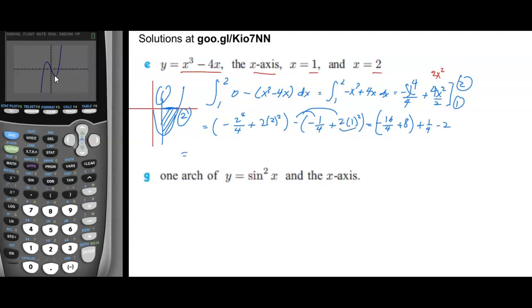So I'm going to simplify negative 16 over 4 to negative 4. So that would be negative 4 plus 8, which is 4, plus 1/4, minus 2. So that would be 2 plus 1/4, which is 2.25. Okay.